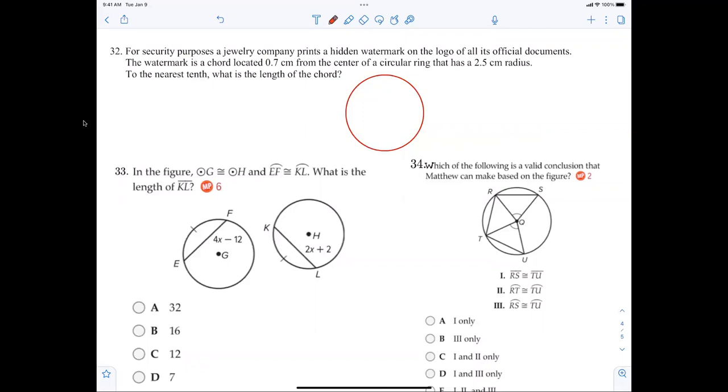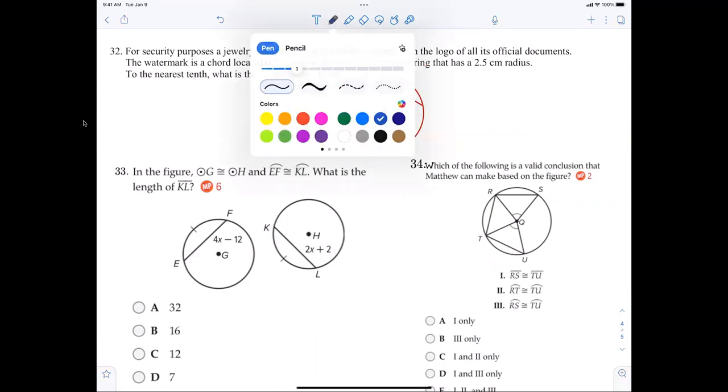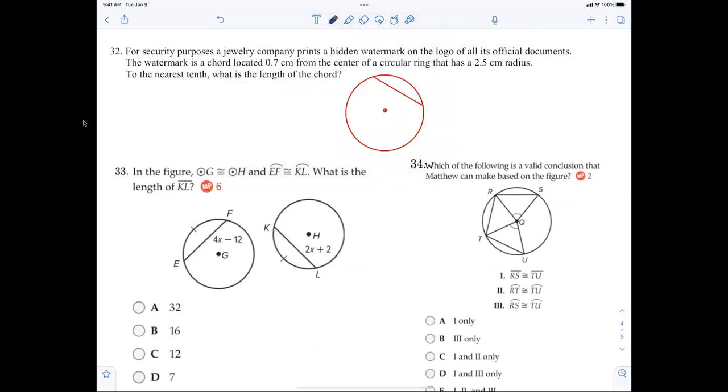there is a chord 0.7 centimeters from the center. So I'm drawing the center of my circle. That's the center. I have a chord. I'm drawing a chord. That's not my chord. Here's a chord. Now, what I'd like for you to do is that chord is 0.7 centimeters away.